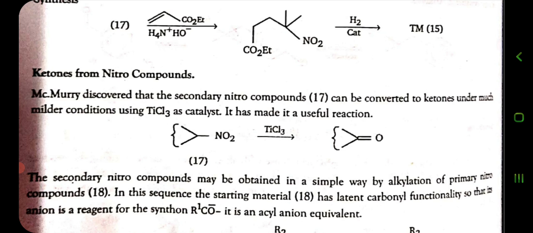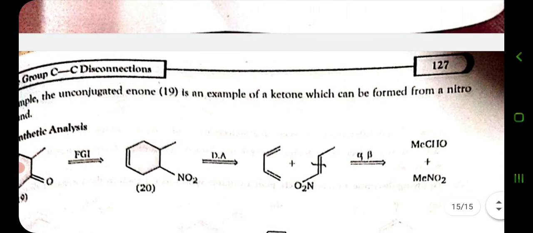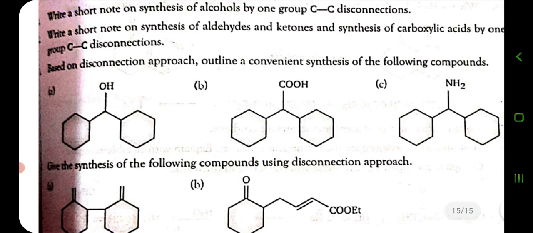For example, the unconjugated enone is an example of a ketone which can be formed from a nitro compound. This is shown clearly in the retrosynthetic analysis and in the synthesis of this target molecule, where we can see that there is a one group C-C disconnection. So students, this is our complete one group C-C disconnection.